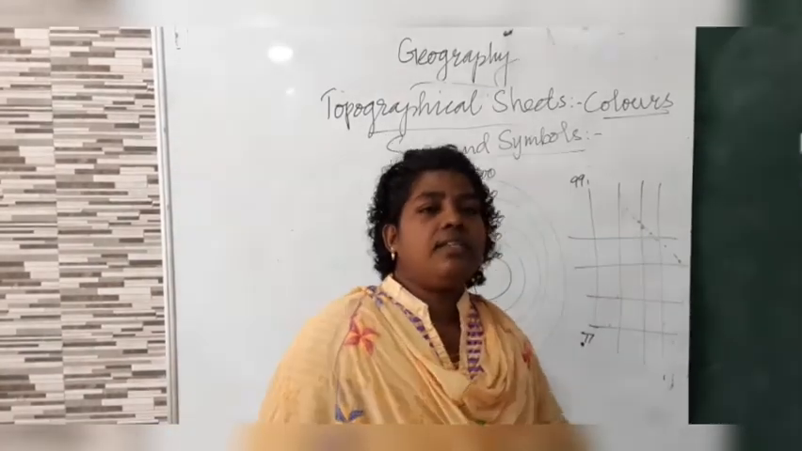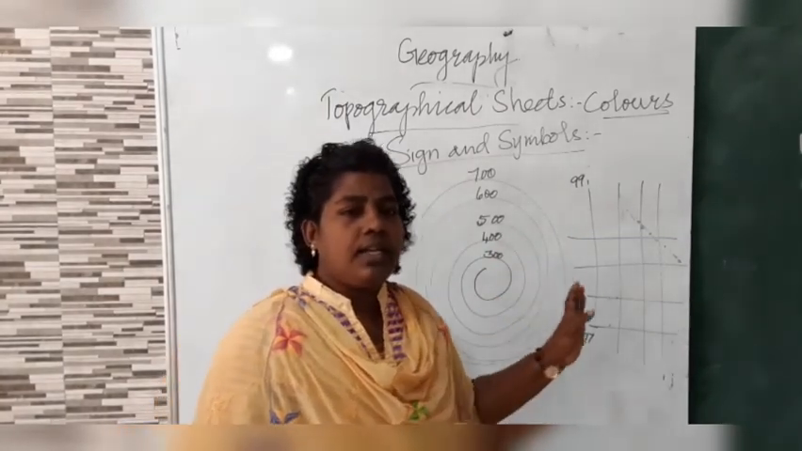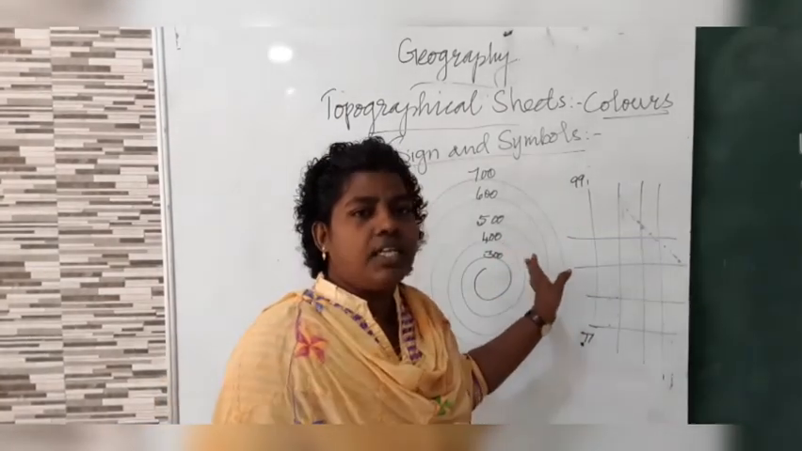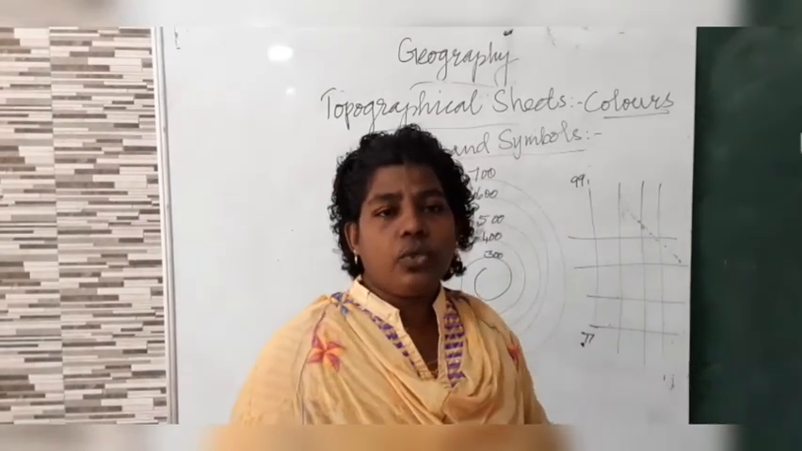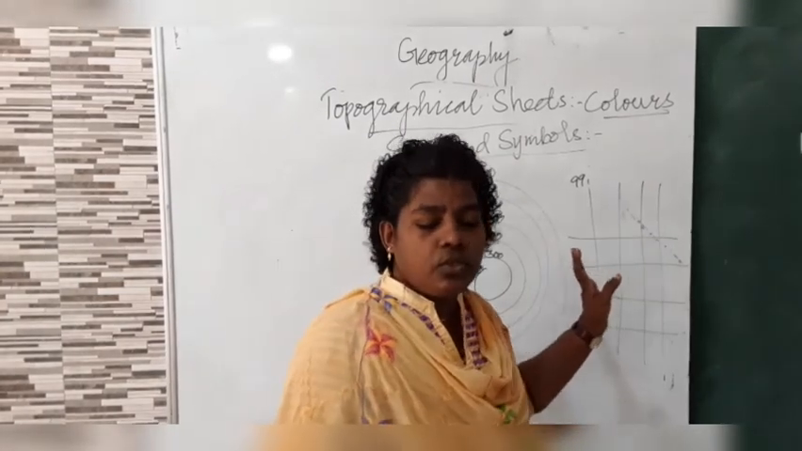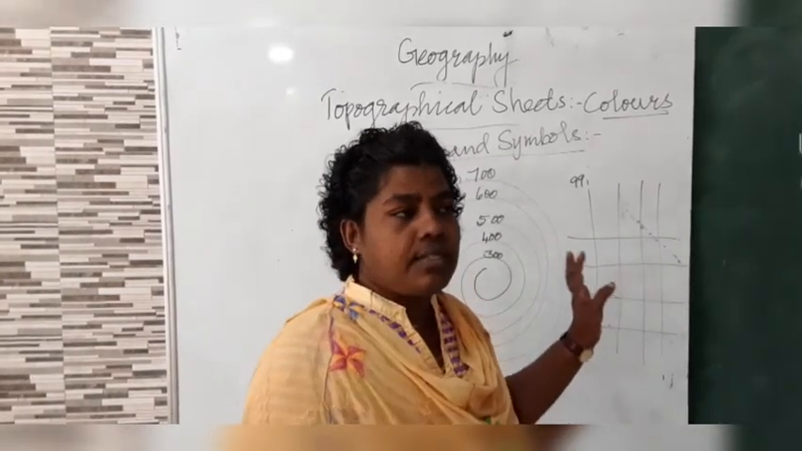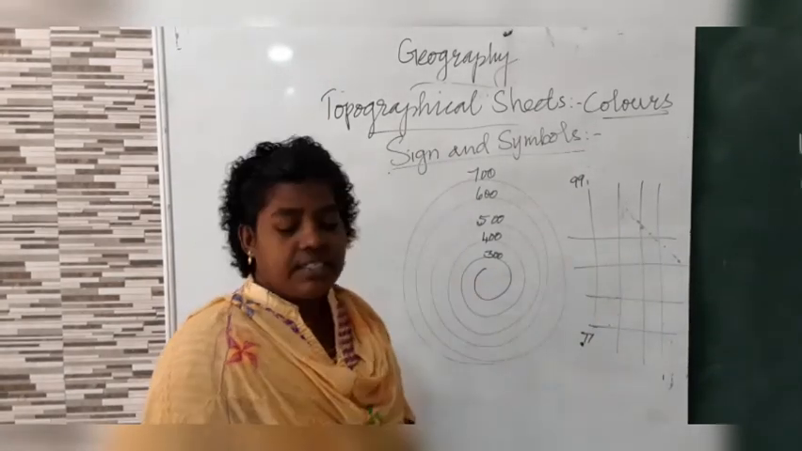Then white color is used to indicate the barren lands. Then red color is used to indicate all the settlements. Okay. Then yellow color is used to indicate the cultivated land. Green color is used to indicate the jungle or forest area. Did you understand? Then we have learned different symbols.